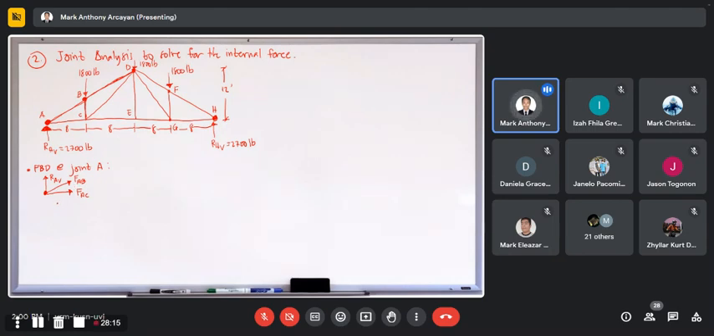Okay, now there are only two unknowns. You can perform summation of forces, but you do not have the angle between FAB and the horizontal, theta. So how do we get theta? To solve for theta, base it on the dimensions of the structure. Here we have A, B, D, C, E. This is 8, this is 8, and this one is 12.